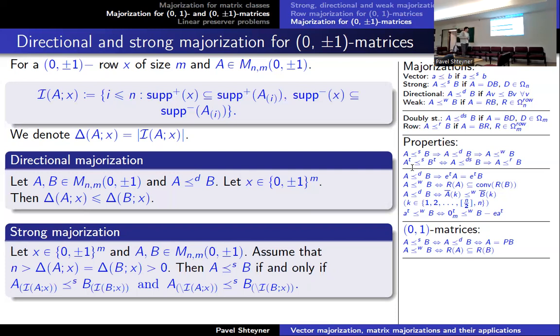And for strong majorization, actually, we can say even more. We can always assume that this inequality is strict, because if there is an equality, you can reduce strong majorization to a strong majorization of two pairs of submatrices. So yes, there are some combinatorial approaches to this.